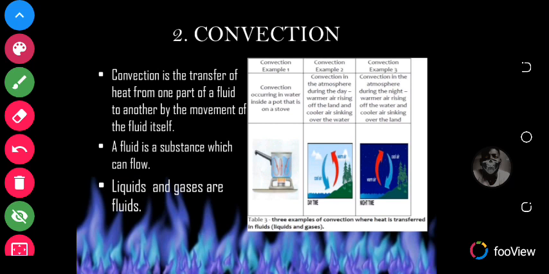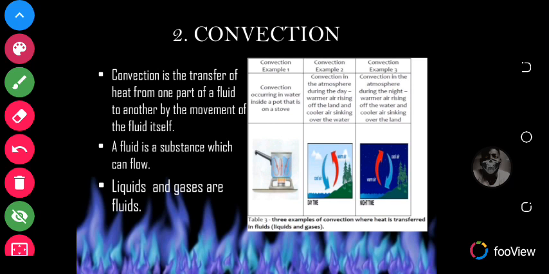Let's look at another example. Convection in the atmosphere during the day. Warmer air rises off the land and cooler air sinks over the water. So during the day too, you realize that the warm air on the surface of the ground moves up and cold air comes down. That is how come rain even falls. So convection in the atmosphere during the day: warmer air rises off the land and then cool air sinks down.